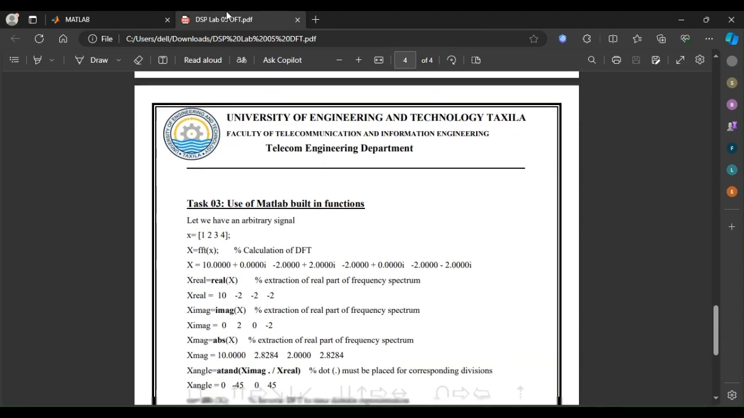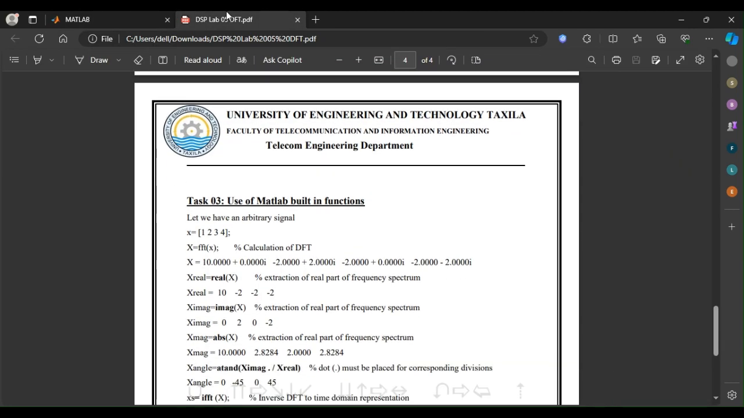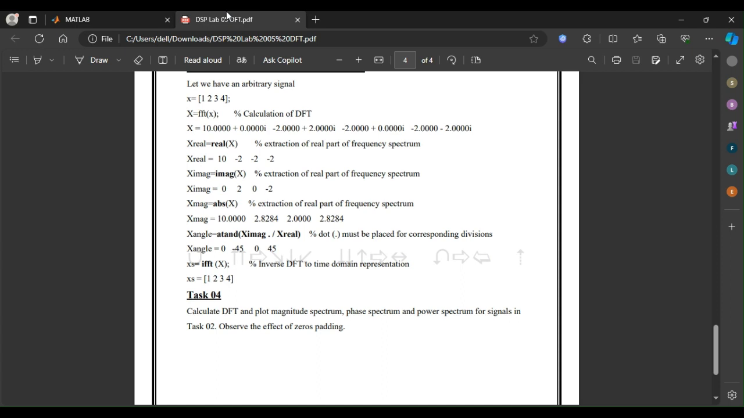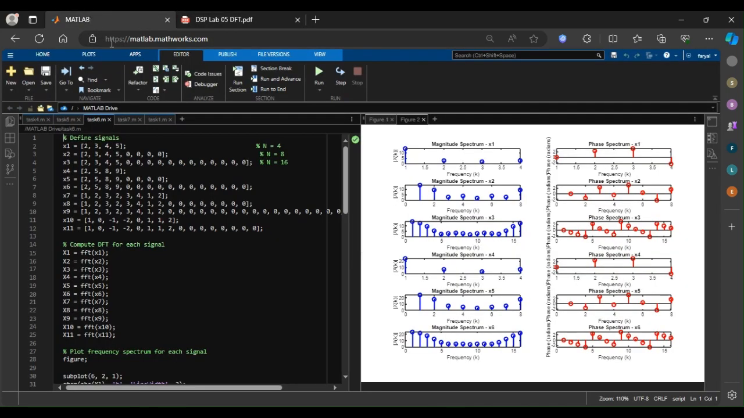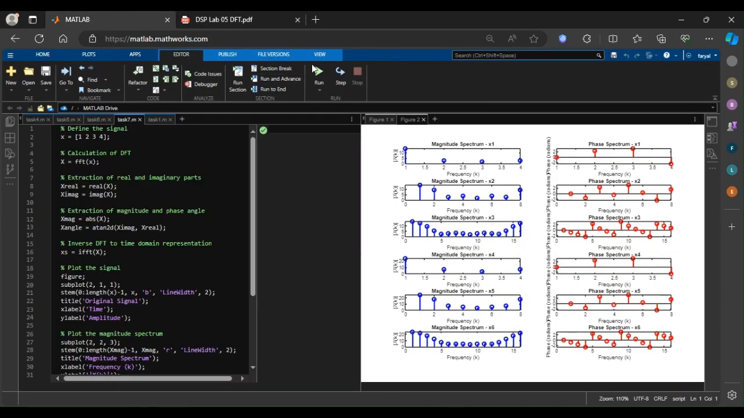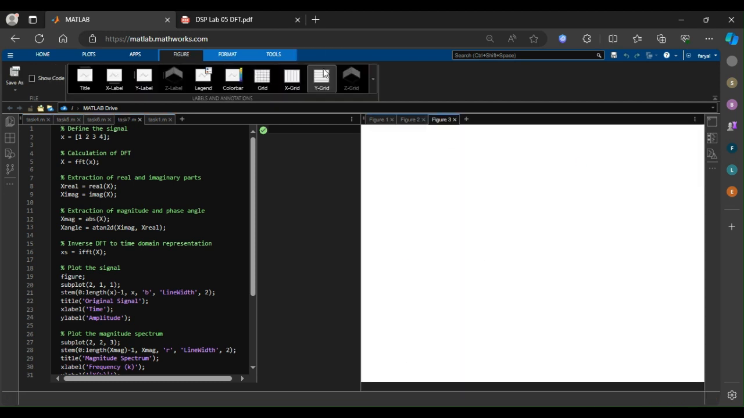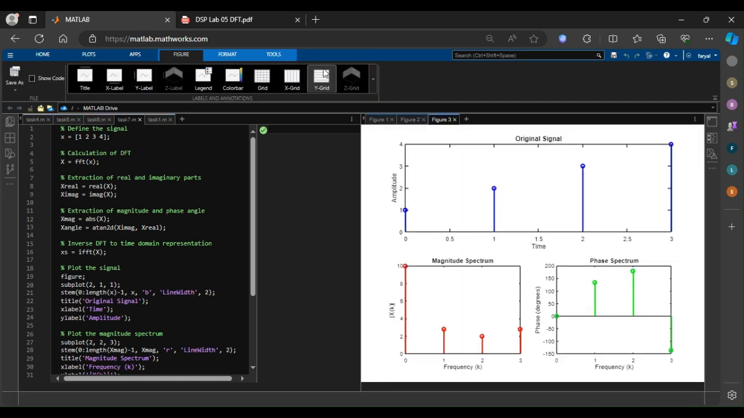Moving to our task 3, that is use of MATLAB built-in functions. Let's say we have an arbitrary signal x equals 1, 2, 3, 4, and then we'll use the built-in function fft(x), and we also need to apply an inverse discrete Fourier transform to get the time domain representation. The output of this task is given here. So this MATLAB code basically demonstrates the use of built-in functions to analyze a signal in both the time and frequency domain.